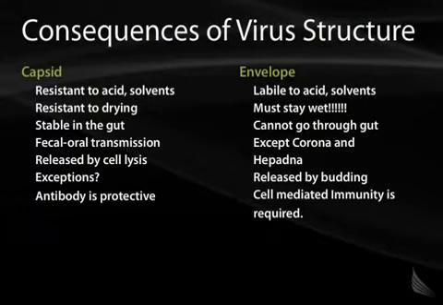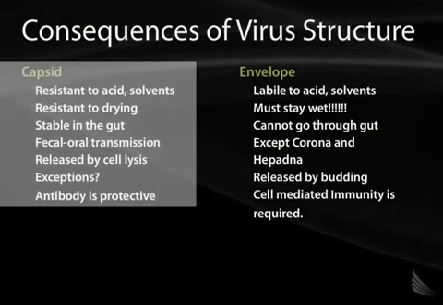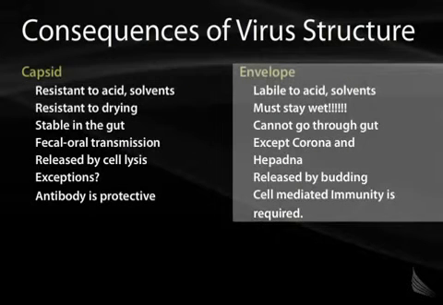There are some natural consequences of the virus structure. If it is a capsid, it is resistant to acid solvents, it's resistant to drying, it's stable in the gut, and you can get a lot of fecal-oral transmission. It's released by cell lysis, and the antibody is protective against it. If you have an envelope virus, it's usually labile to acids and solvents. It has to stay wet. It can't go through the gut except for coronavirus and hepadnavirus. It's released by budding through the host cytoplasmic membrane, and cell-mediated immunity is required.